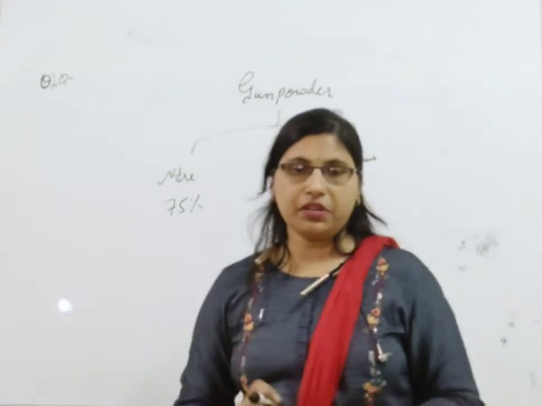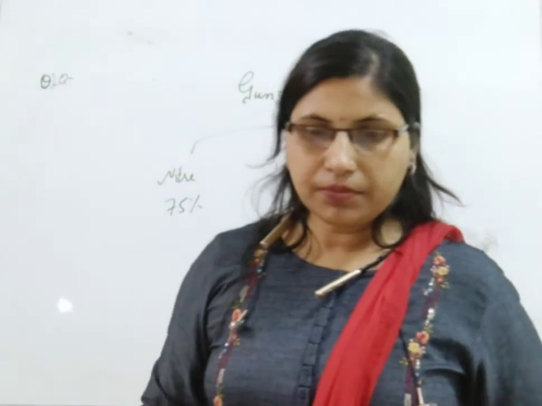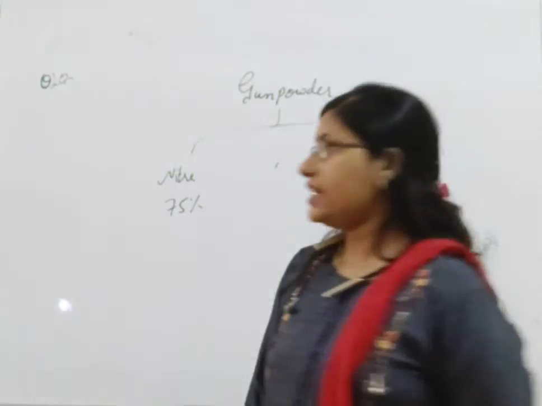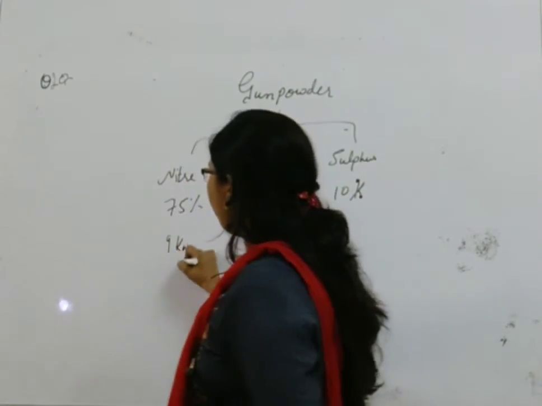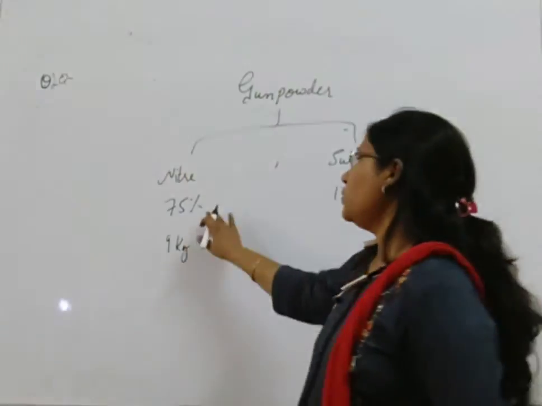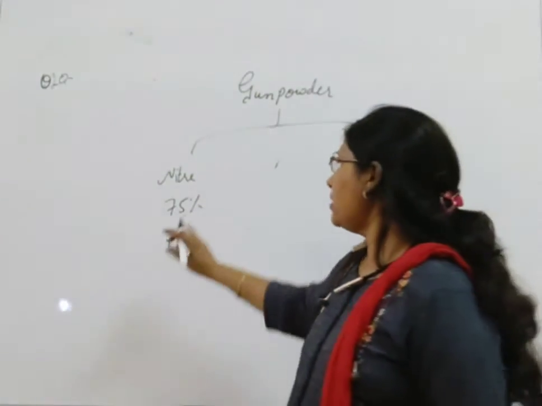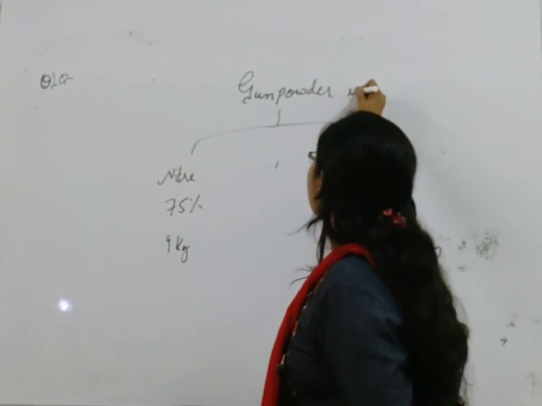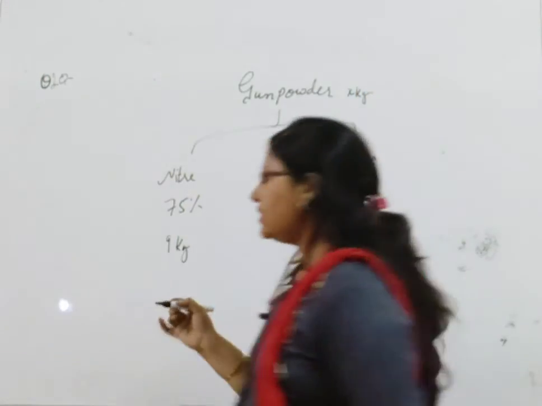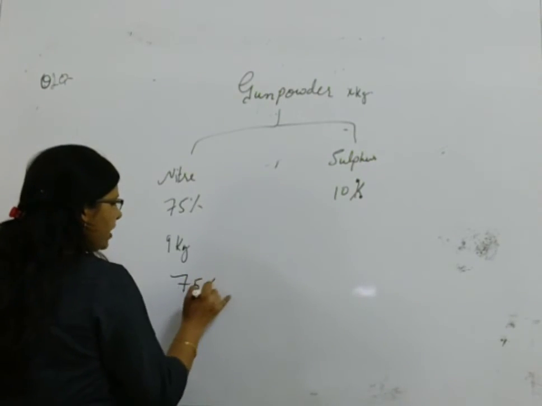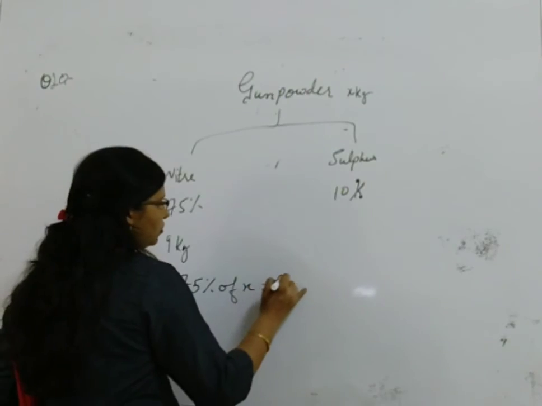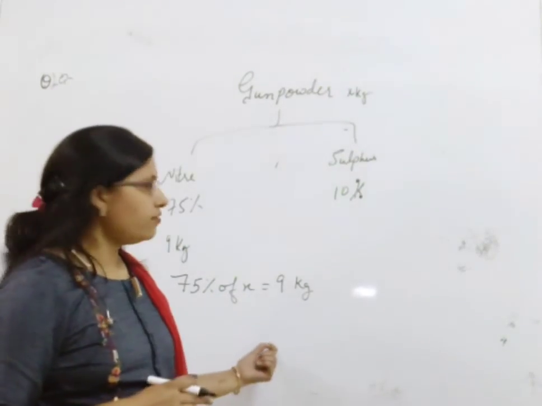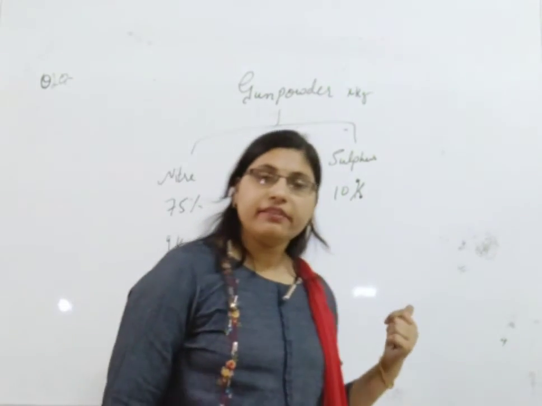Now the condition is given: what is the amount of gunpowder if it carries 9 kg nitrate. It is a value form, it is a percentage form. Both are the same, both can be equal. We can convert percentage into value form. So how can we? If the gunpowder is x kg, we can write that 75% of x is equal to 9 kg. So the value of x will be the amount of gunpowder. Clear in the first case.